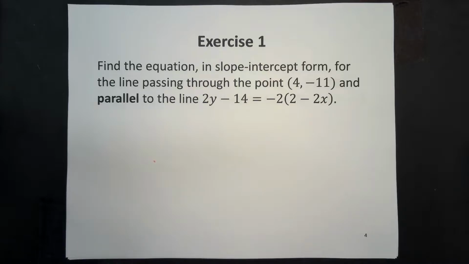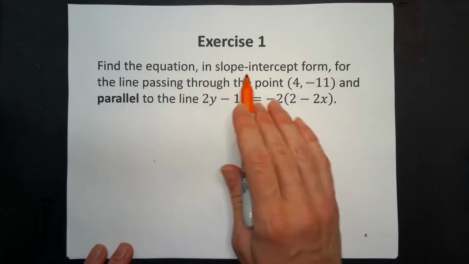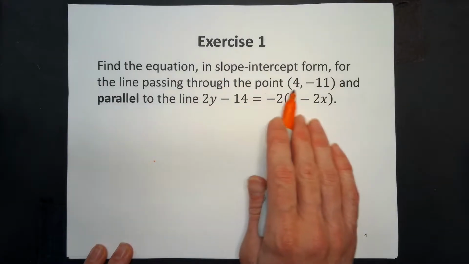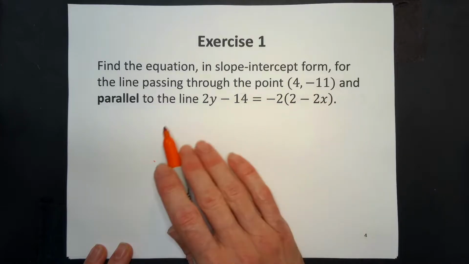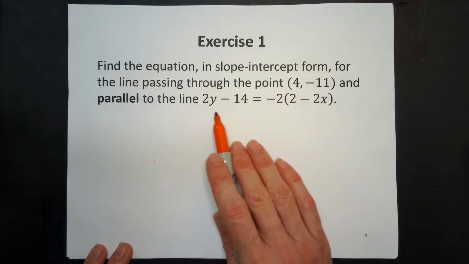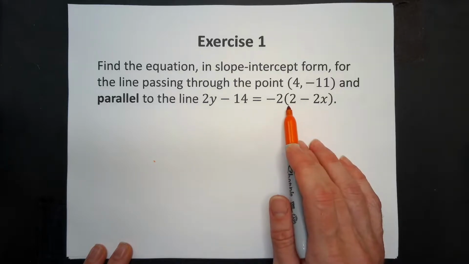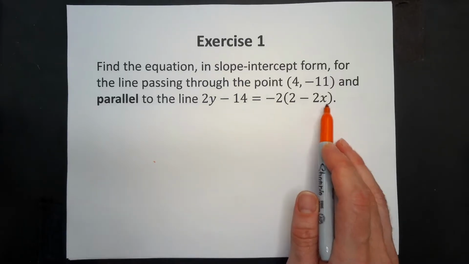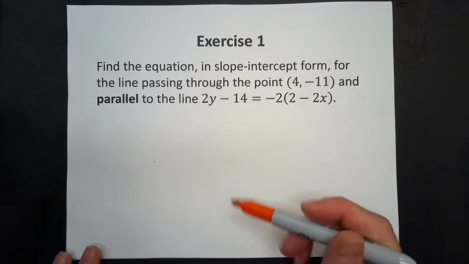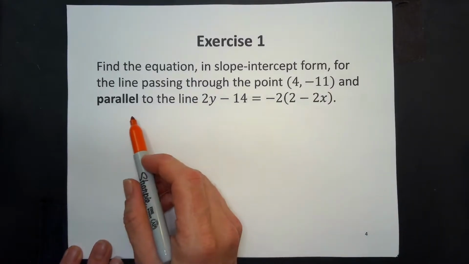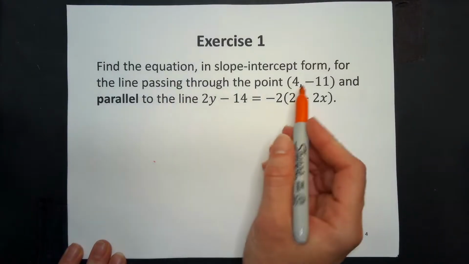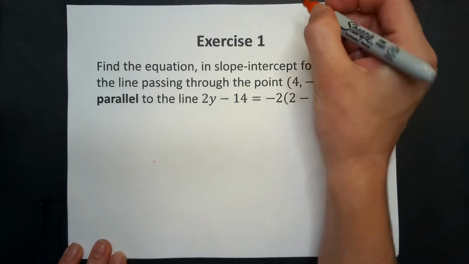So exercise 1. Find the equation in slope-intercept form for the line passing through the point (4, -11) and parallel to the line 2y minus 14 equals -2 times (2 minus 2x). So in this case, what we're going to do is we first need to figure out the slope of our parallel line and then use point-slope form. So let me write that up here.